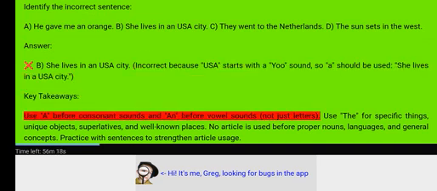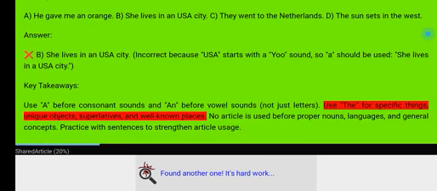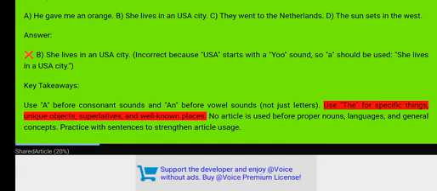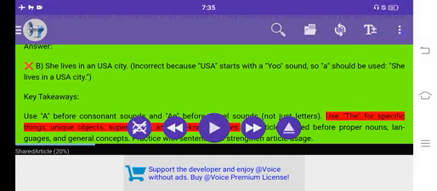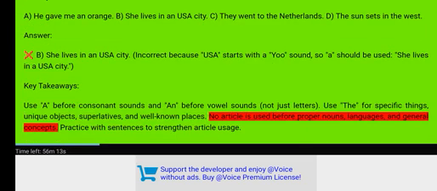Key takeaways. Use "a" before consonant sounds and "an" before vowel sounds, not just letters. Use "the" for specific things, unique objects, superlatives, and well-known places. No article is used before proper nouns, languages, and general concepts.